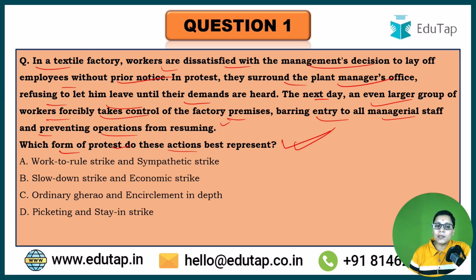Now here, in simpler terms, first of all there is the ordinary gherao, where they took the plant manager's office into their control and refused to let him go until their demands are heard. So this is an ordinary gherao. Next, they encircled the entire managerial staff, even the owner and all that, preventing them from resuming operations. So in this case it would be encirclement in depth, because they have gone up to the owners and managerial staff, and they are trying to stop them from taking up any work or resuming operations, and they're not letting them go, so that they can hear their demands. So here C is the correct answer.